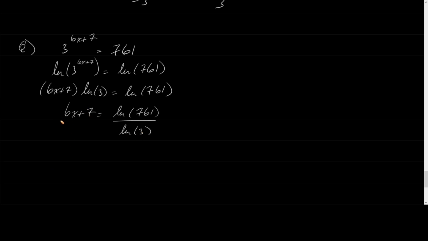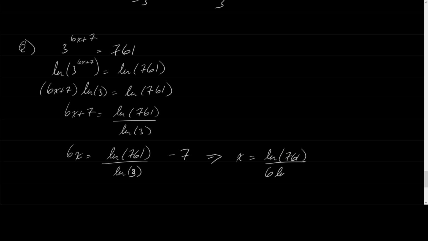Subtract 7, divide by 6. So, well, let's subtract 7 first. So I'm going to say 6x is equal to ln of 761 over ln of 3, which finally tells me that x is equal to, oh, hold on. What happened to subtracting 7? Minus 7. There we go. Which tells us that if I divide both sides by 6, I end up with x is equal to ln of 761 over 6 ln of 3 minus 7/6, right? Because I divided both sides there by 6. All right. So that was Q.